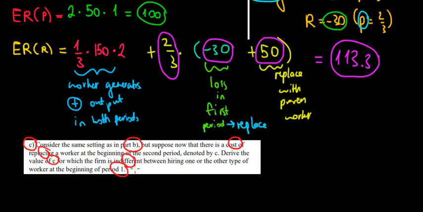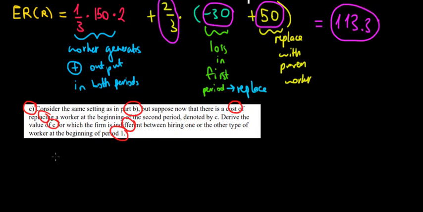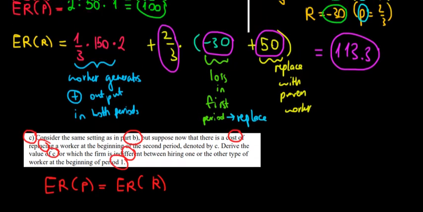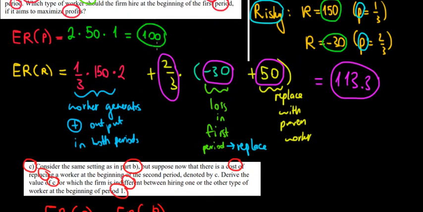Now, when would the company be indifferent? It would be indifferent if the expected revenue from hiring a proven worker would be equal to the expected revenue from hiring a risky worker. We already know the expected revenue of a proven worker. That would be equal to 100. That's what we saw in the previous video. So that would be 100. But what would be the expected revenue from a risky worker if we also have a cost of replacing?